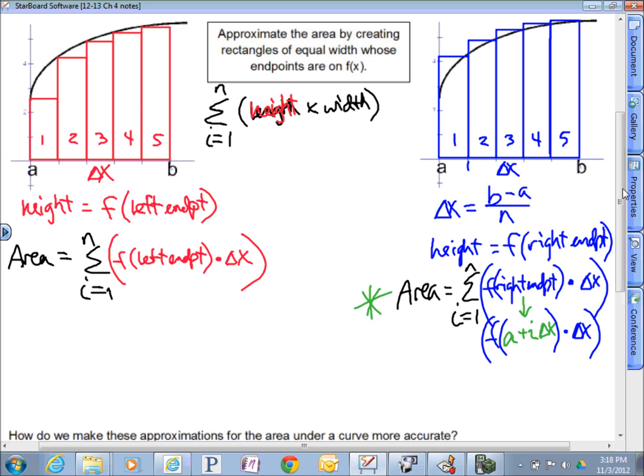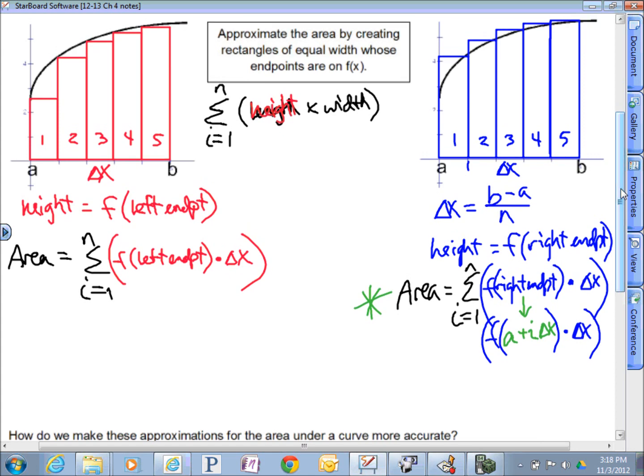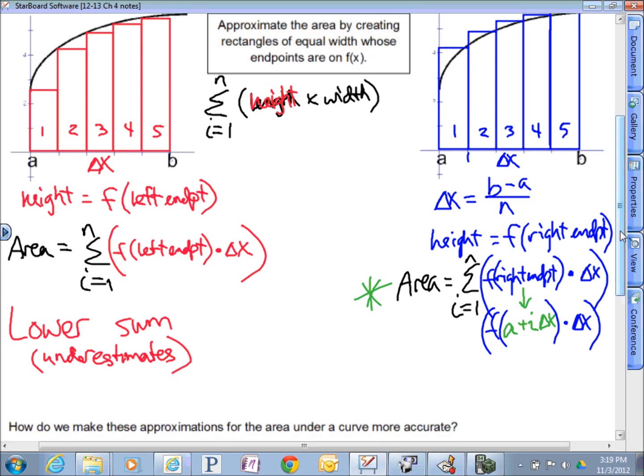Always. If they're giving you like 3 rectangles and you can sort it out, then use whichever one you want. Now, do either one of those areas do a very good job of sorting out what that number is supposed to be? No. The left one, this red one, would be what we would call a lower sum. This would underestimate. This is called a lower sum. It underestimates. The blue one would be what we would call the upper sum. Why? Because it overestimates.